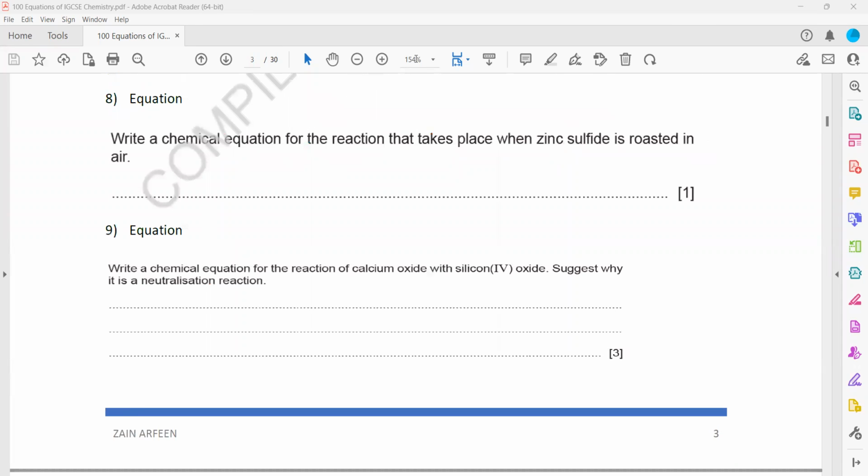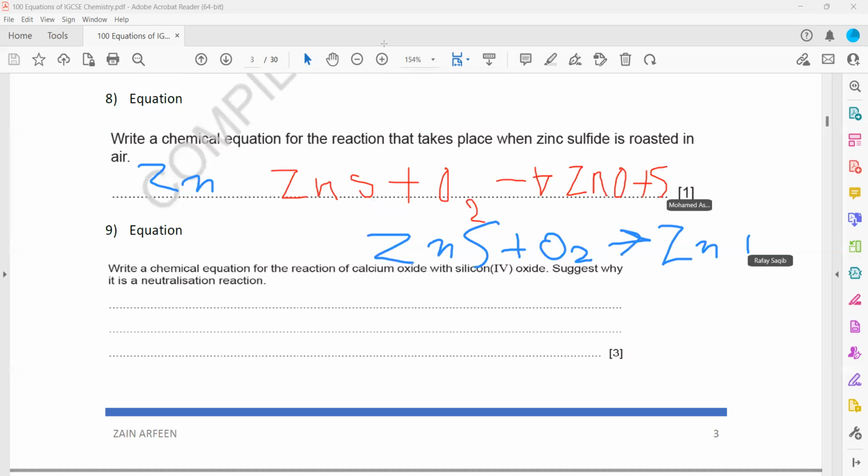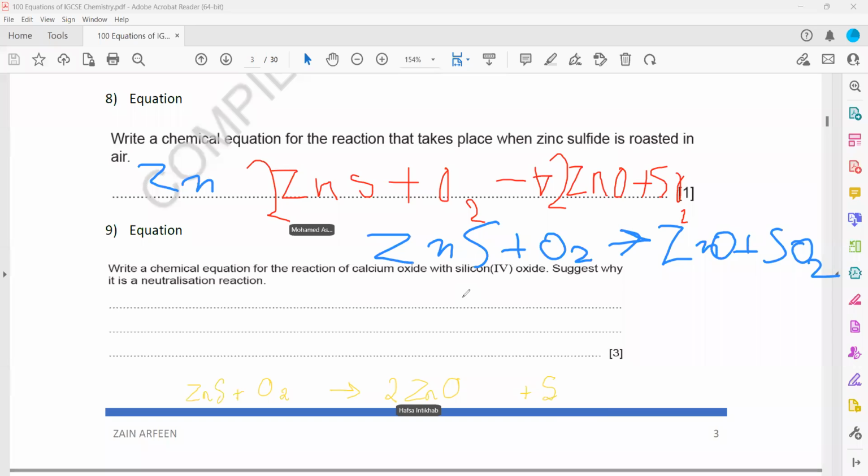Write a chemical equation for the reaction that takes place when zinc sulfide is roasted in air. When zinc sulfide is reacting with air, oxygen mainly, zinc sulfide plus oxygen gives zinc oxide plus sulfur dioxide. Then what will be the balanced equation? The equation is not balanced. Not sulfur, sulfur dioxide is formed, SO2.